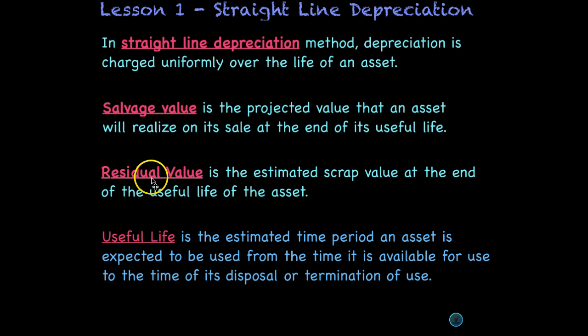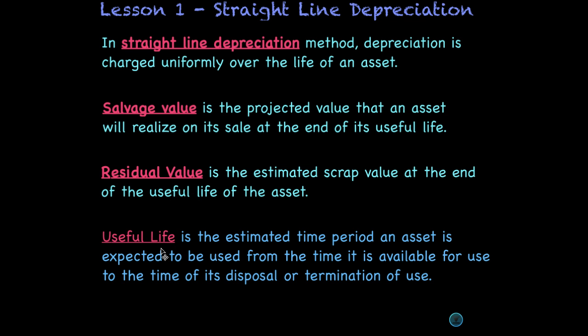It doesn't matter how long you have it, you'll always be able to sell it for some amount of money. We also use the term residual value interchangeably with salvage value. Residual value basically is the scrap value at the end of the useful life. Really, the only small difference is when you finish using your asset, if you were to scrap it, sell it to a junkyard, what would it be worth? But really, salvage value and residual value are used interchangeably.